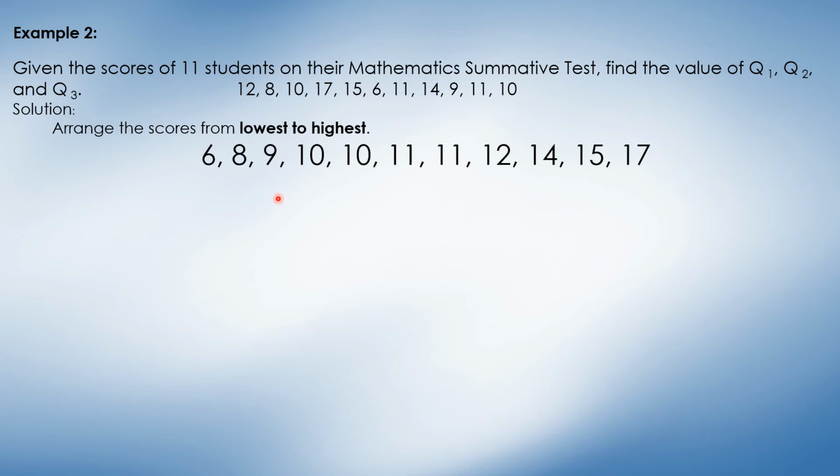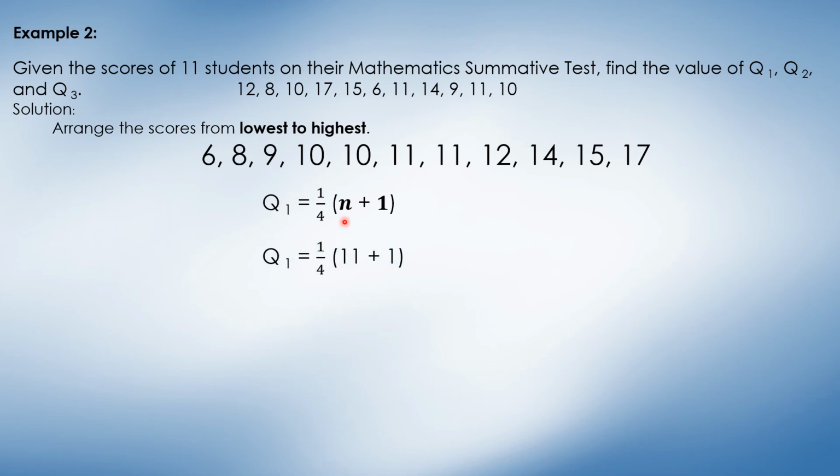So first, let us find the first quartile. The formula again for the first quartile is equal to 1/4 multiplied by the sum of n and 1. And the value of n in our given is 11. So we have here 1, 2, 3, 4, 5, 6, 7, 8, 9, 10, 11, or the scores of 11 students. So the value of n is equal to 11.